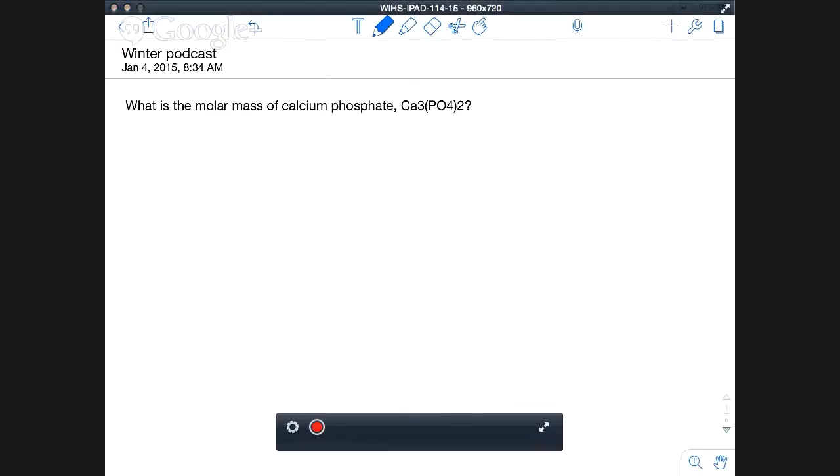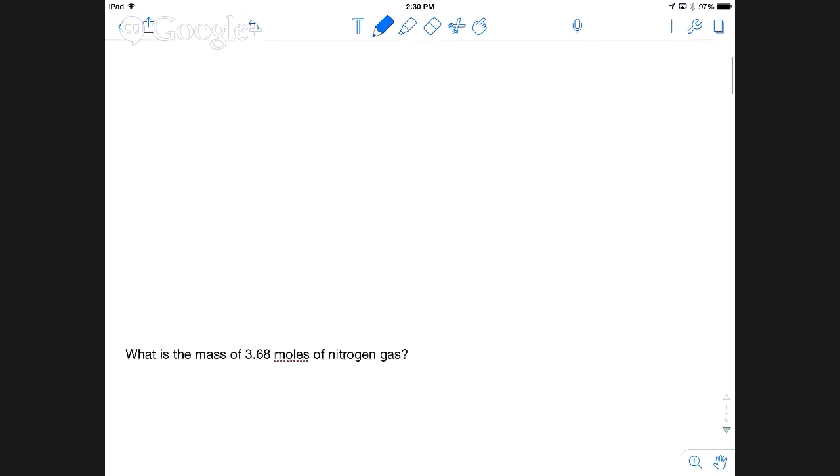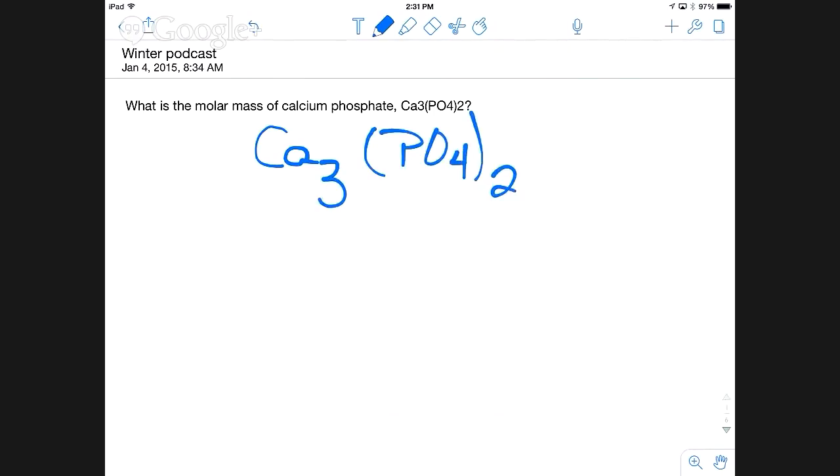And the formula, it's a little tricky the way I gave you the formula, but I think it'll work. It is Ca3(PO4)2. I can't do subscripts with Notability as easily as I want to, so I'll write it like Ca3(PO4)2. If I want to do the molar mass, I just have to look up the mass for each of these.